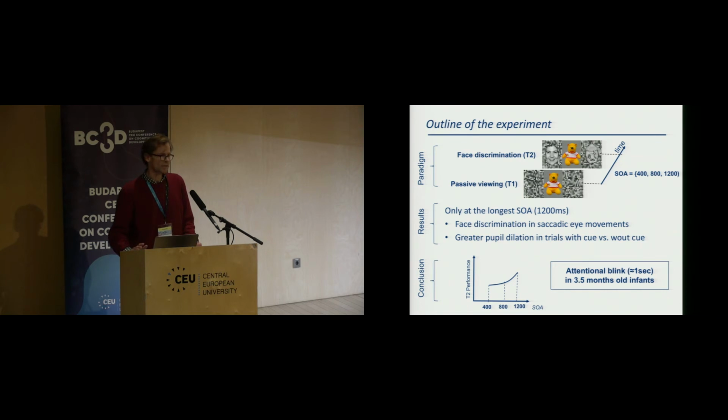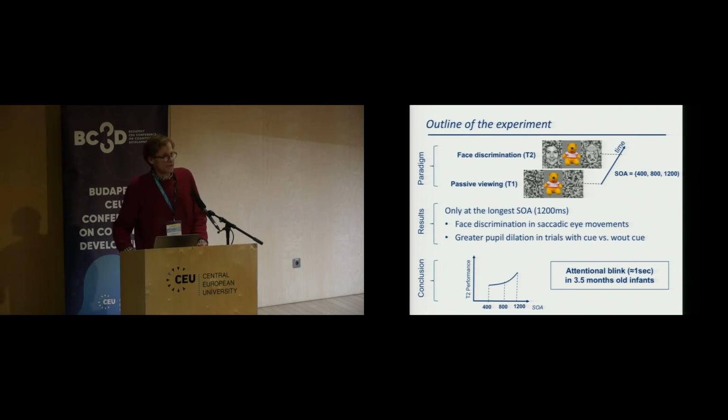I will be very brief about my own experiment, just to give you a hint about it. There are two tasks. The first task is a passive viewing of a teddy bear. And there is a second task, which is a face discrimination, with a face appearing either on the right or on the left side. And between them, the lag, so it's the SOA, of 400, 800, or 1,200 milliseconds.